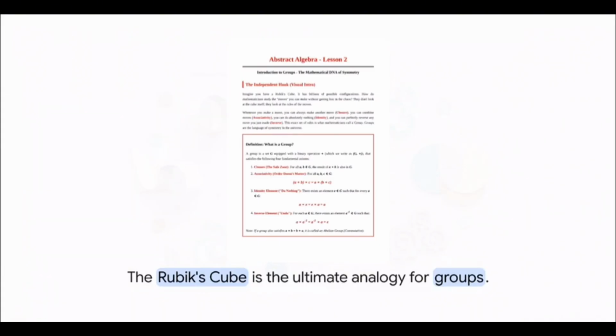The secret is, they don't look at the cube itself. Instead, they look at the rules of the moves. Think of it like this. Whenever you make a move on the cube, you can always make another move. You can combine moves, you can choose to do absolutely nothing, or you can perfectly reverse any move you just made. This exact set of operational rules is what mathematicians call a group. And groups are, quite literally, the language of symmetry in our universe.